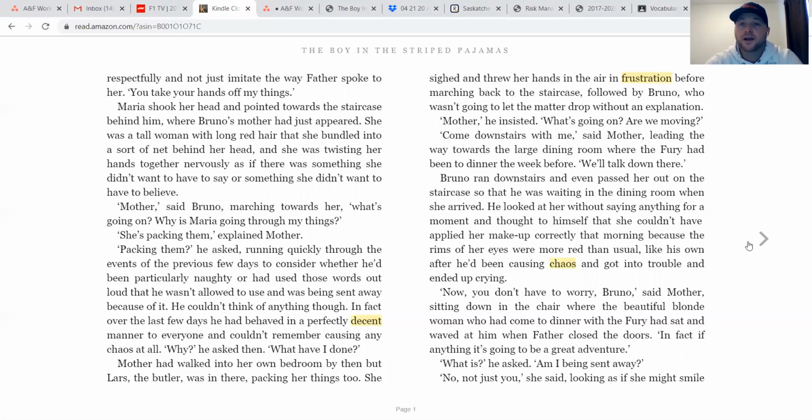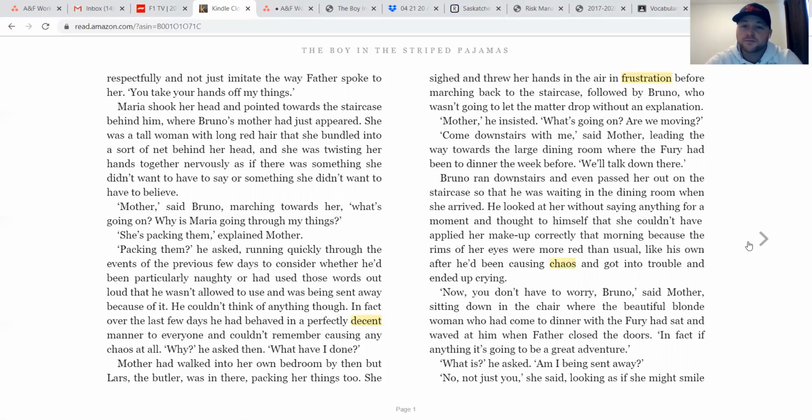She sighed and threw her hands in the air in frustration before marching back to the staircase, followed by Bruno, who wasn't going to let the matter drop without an explanation. "Mother," he insisted, "what's going on? Are we moving?" "Come downstairs with me," said Mother, leading the way towards the large dining room, where the Fury had been to dinner the week before.